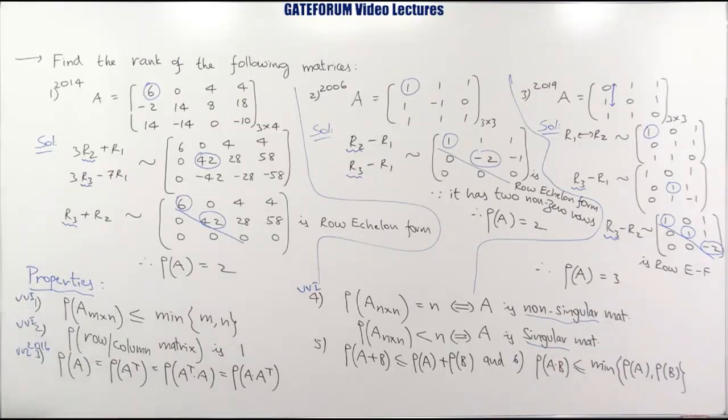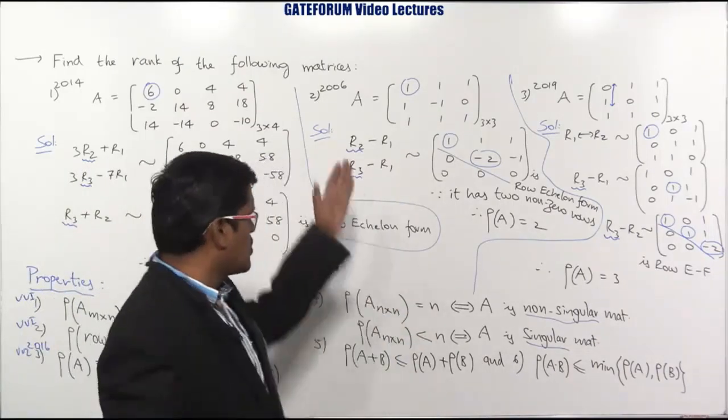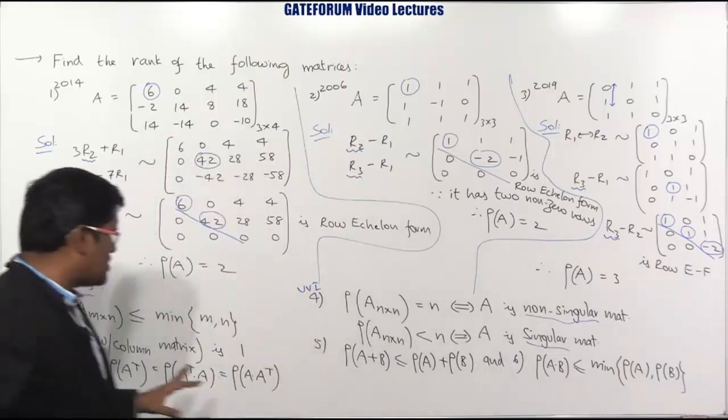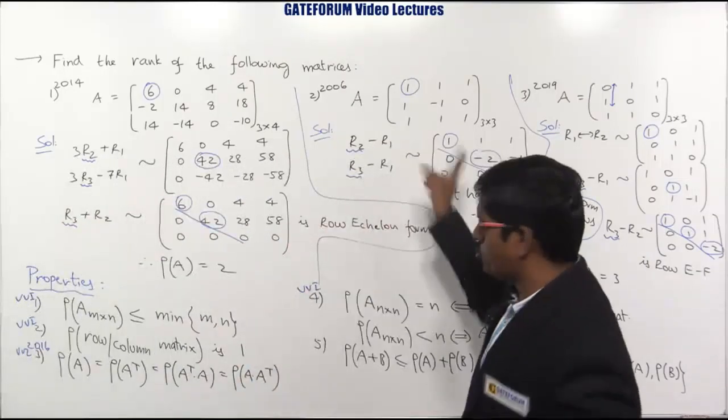Okay. So the rank of a matrix is unaltered by applying any row operation or column operation. That I already showed you. So these are the 6 properties. The first 4 properties are related to GATE questions previously asked. I already showed you 2 problems.